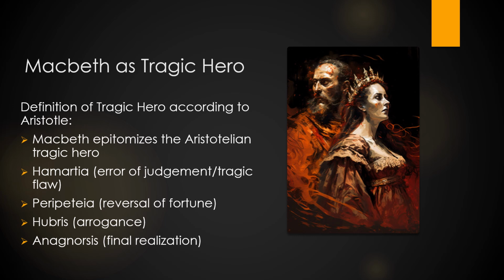Now, Macbeth as the tragic hero, I'm giving you this just now, but of course we'll discuss it again later. So what is the definition of a tragic hero according to Aristotle? That he has to have that hamartia, or the error of judgment. He has to have this peripeteia, that is reversal of fortune. He has to have hubris, that is arrogance. And he has to have anagnorisis, that is the final realization. So Macbeth actually epitomizes all these. Now how he does it, we'll do it as we go through the play.